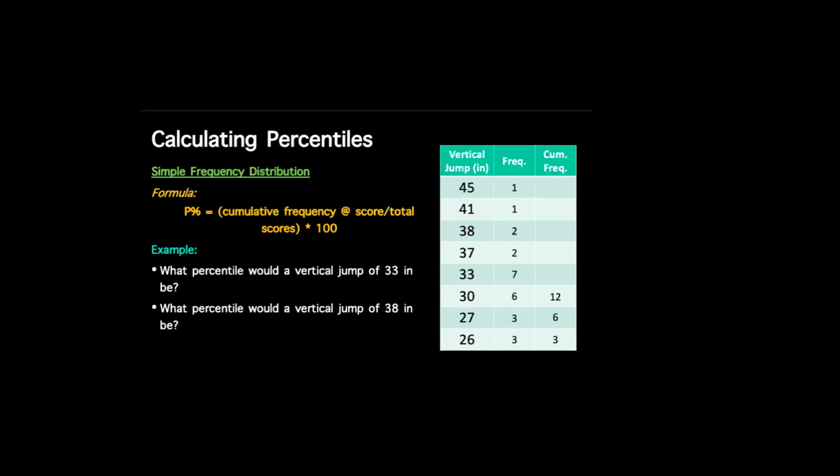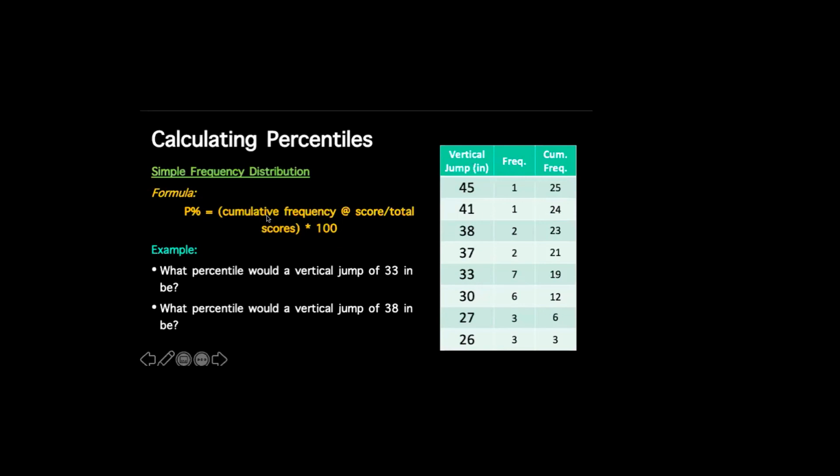Okay, so we can then keep going on this scale. 12 plus 7 would be 19, plus 2 would be 21, plus 2 would be 23, plus 1 would be 24, plus 1 would be 25. The number at the best end of your distribution should always be equivalent to the total number of people you have collected in your sample. So in this case, N, or total number of scores, would be 25. Now we have all of the calculations we need to figure out what percentile a person with a jump of 33 inches would be at.